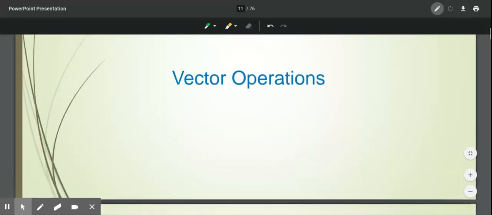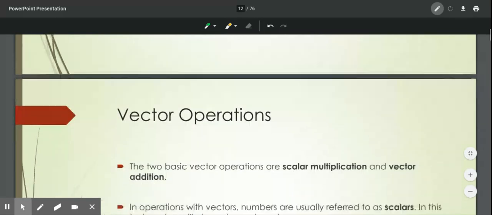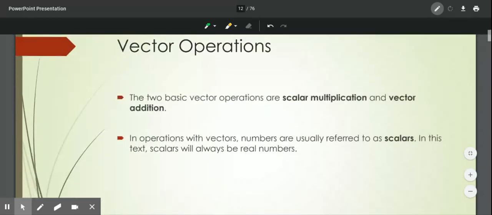All right, vector operations. A lot of empty slides here. Two operations that we'll talk about are scalar multiplication and vector addition. A scalar is just a number. So when they ask about a scalar, they're just talking about numbers. So numbers are scalars. So if you're multiplying a vector by a scalar, you're multiplying it just by some sort of constant or by a number.